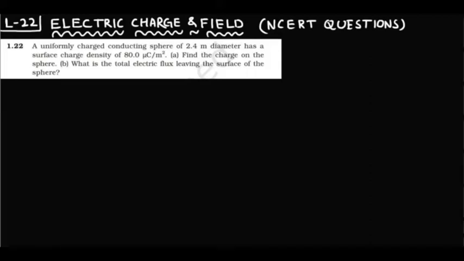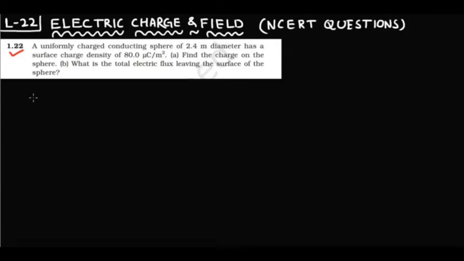So let's get started. Students, look at the first question. It is question number 1.22. The question is, a uniformly charged conducting sphere of 2.4 meter diameter has a surface charge density of 80 microcoulomb per meter square. You have to find the charge on the sphere, and then you have to find what is the total electric flux leaving the surface of the sphere.